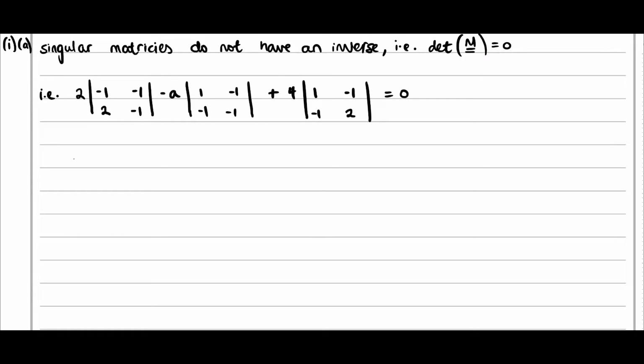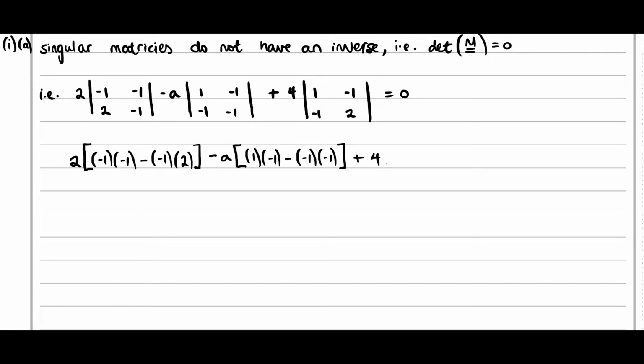So we have two lots of -1 times -1 minus -1 times 2. Then we have minus a lots of 1 times -1 minus -1 times -1. And then we have 4 lots of 1 times 2 minus -1 times -1. And this is all equal to 0.